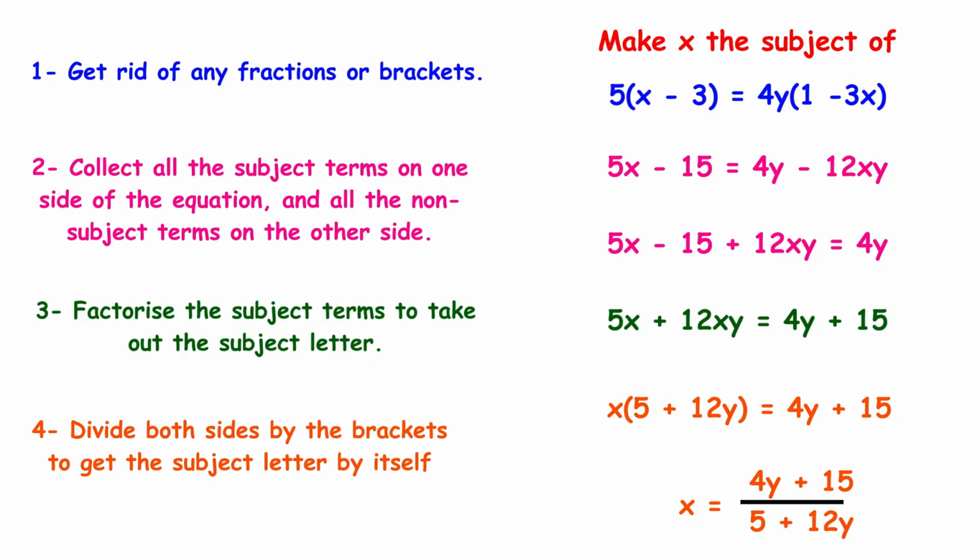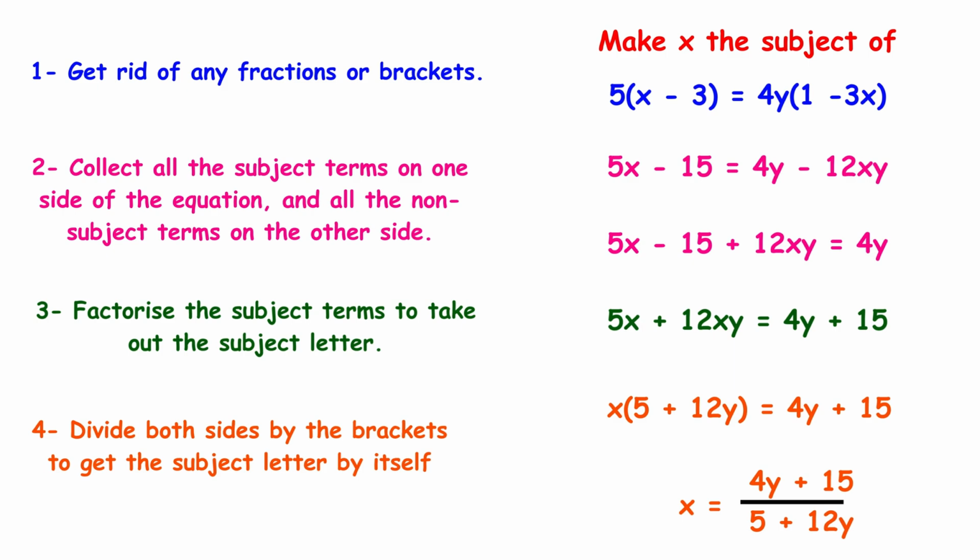To move the 12xy, we're going to have to add 12xy to both sides, leaving us with just 4y on the right and giving us 5x minus 15 plus 12xy on the left. And then to move over the 15, we just add 15 to both sides, giving us 5x plus 12xy equals 4y plus 15.